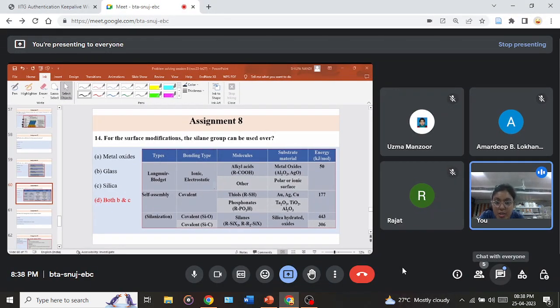Similarly, if you see, thiol molecules or thiol group can be used over Au, Ag and Cu, that is gold, silver as well as copper. A question can come as, for the surface modifications, the thiol group can be used over. So all these options, that is gold, silver and copper, are correct. Similarly, if the question comes for alkyl acids, then metal oxides. For silanes, again silica, hydrated oxides as the substrate material can be used.